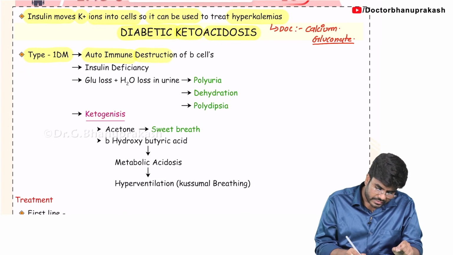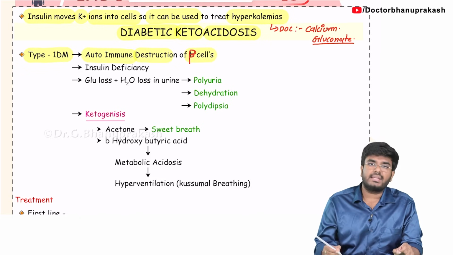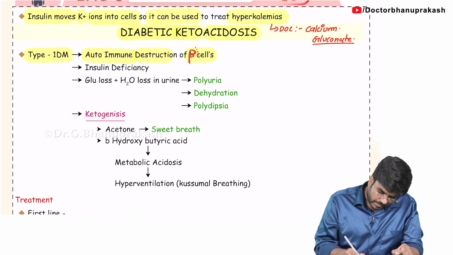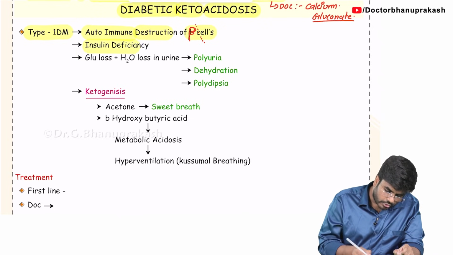It's an autoimmune destruction of which cells in the body? Beta cells. The beta cells of the pancreas are getting destroyed. Now, whenever the beta cells of the pancreas are destroyed, do you think insulin is produced? No, there is insulinopenia, insulin deficiency. There is no insulin.